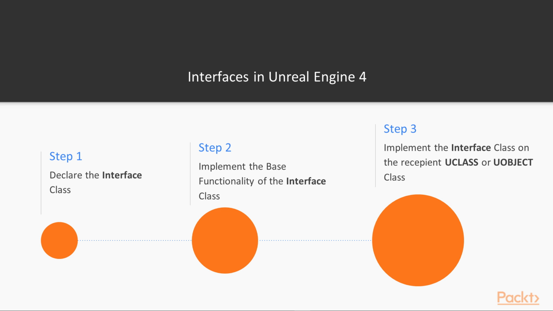And once we have that, we can then go ahead in our third-party UClass or UObject classes, which are the recipient classes of these interfaces. We will inherit these classes off of the interface class that we just implemented, and then we implement each functionality of these interfaces separately within their destination or recipient UClass or UObjects.